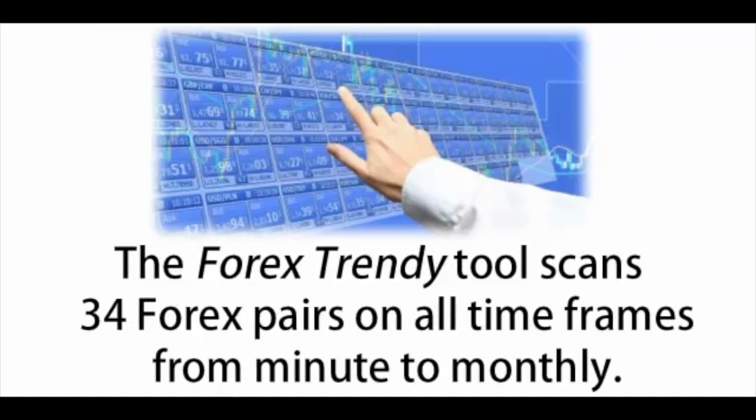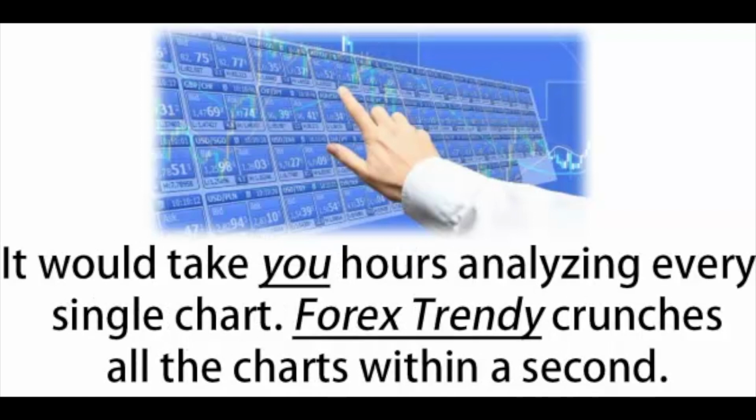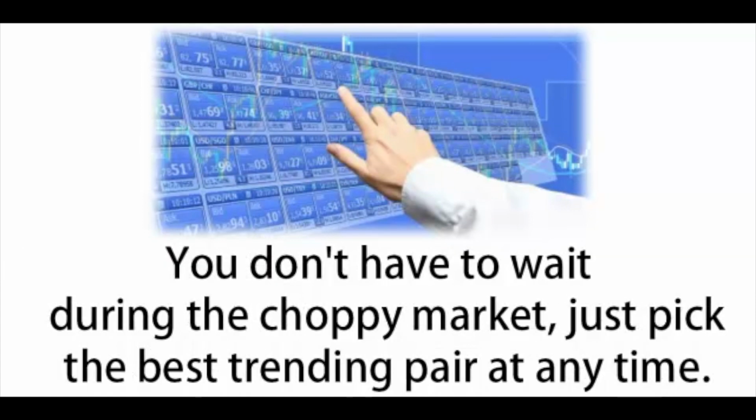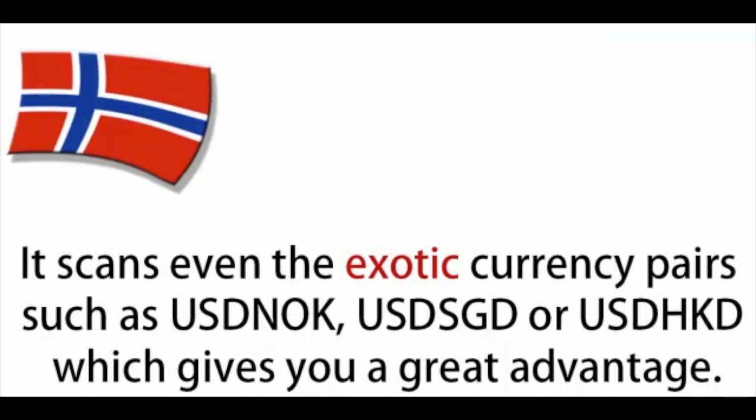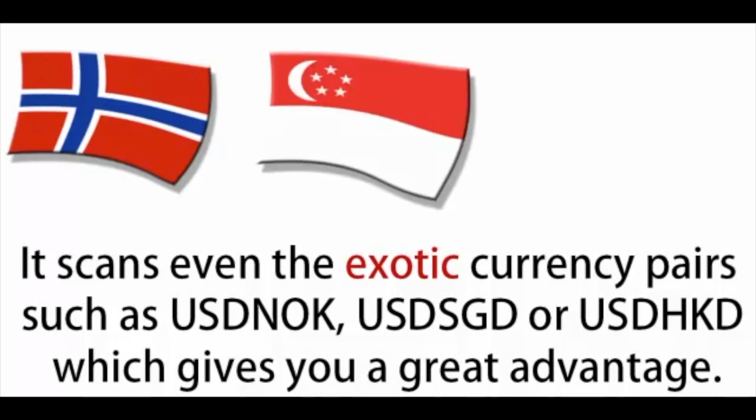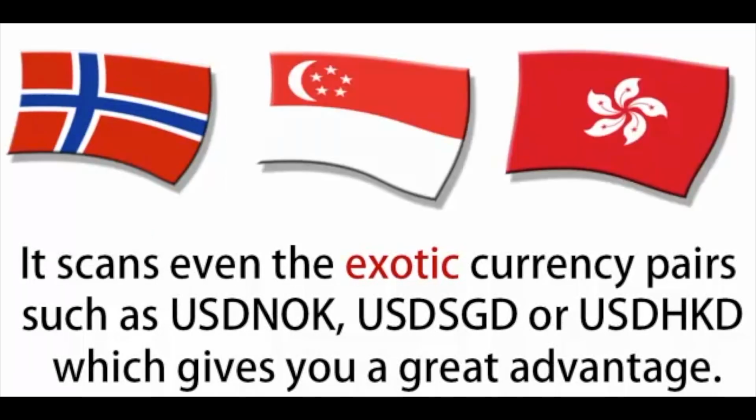The Forex Trendy tool scans 34 Forex pairs on all time frames from minute to monthly. It would take you hours analyzing every single chart. Forex Trendy crunches all the charts within a second. You don't have to wait during the choppy market, just pick the best trending pair at any time. It scans even the exotic currency pairs, such as the Norwegian krone, the Sing dollar, or the Hong Kong dollar, which gives you a great advantage.